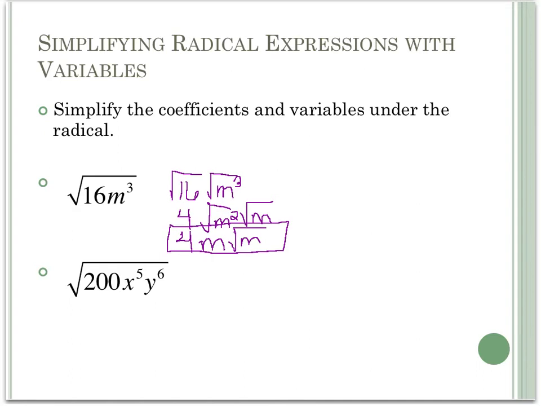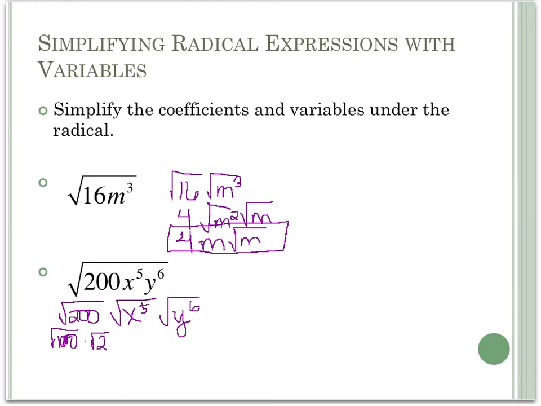Looking at this square root of 200, x to the 5th, y to the 6th, I'm going to again break these down. Square root of 200, square root of x to the 5th, and the square root of y to the 6th. Square root of 200, I'm going to rewrite that as square root of 100 times the square root of 2.